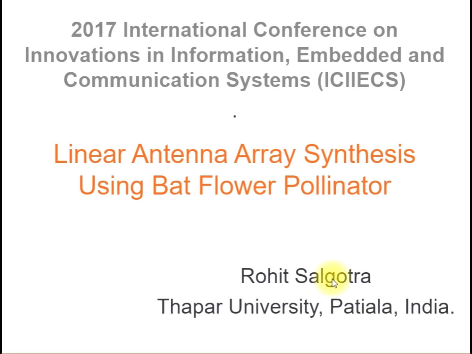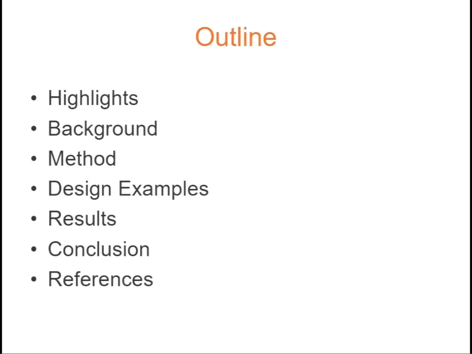So let's get started. Here is the outline of my paper. First of all, I will discuss some highlights. Then I will discuss the background of my research, then the method which I have used for implementing my paper, then the design examples which I have used in the work, then the results and discussion part. Finally, I will conclude my paper, and in the last section I will be giving my references.